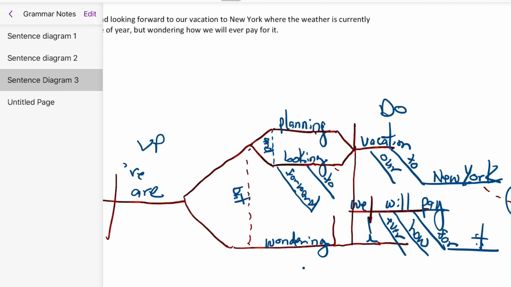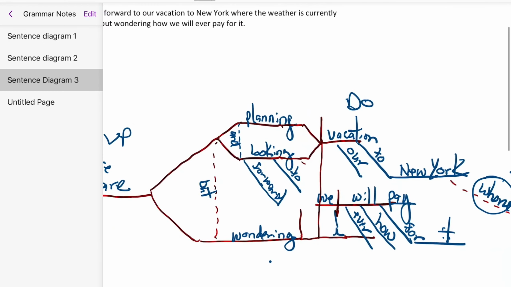Wondering what? Now we have a direct object. All right, so we are wondering what? We're wondering how we will ever pay for it. All right, so this is functioning as the direct object of the verb phrase are wondering. So here we have another direct object underneath here. This is still part of our verb phrase as I labeled up here at the top.